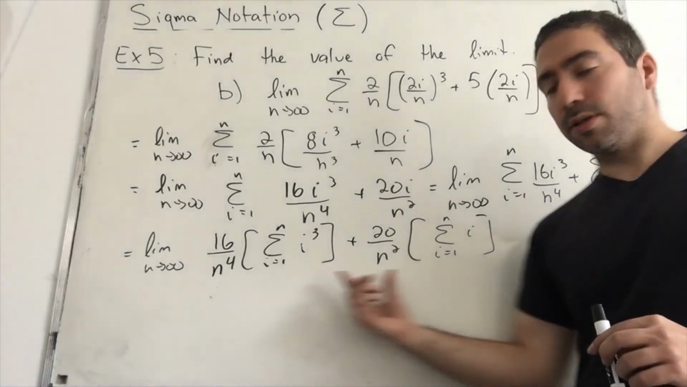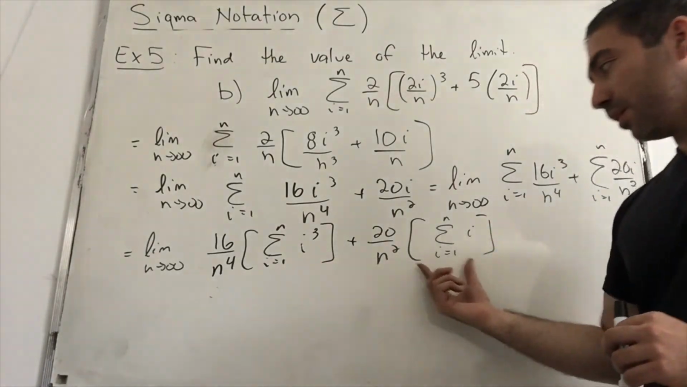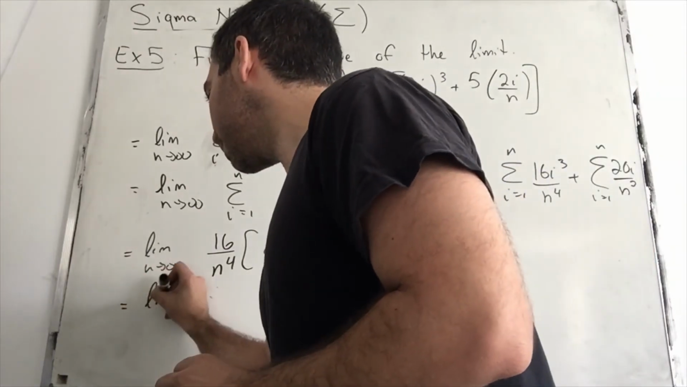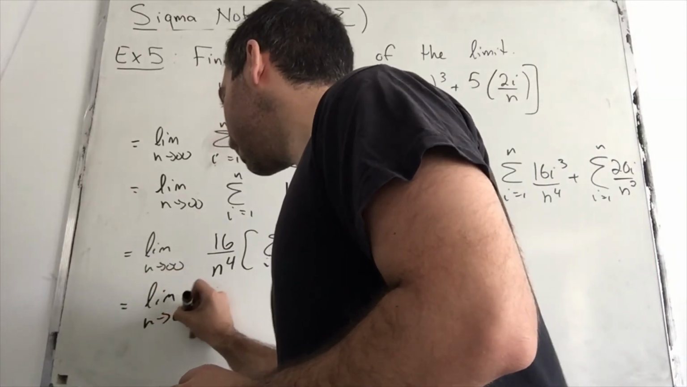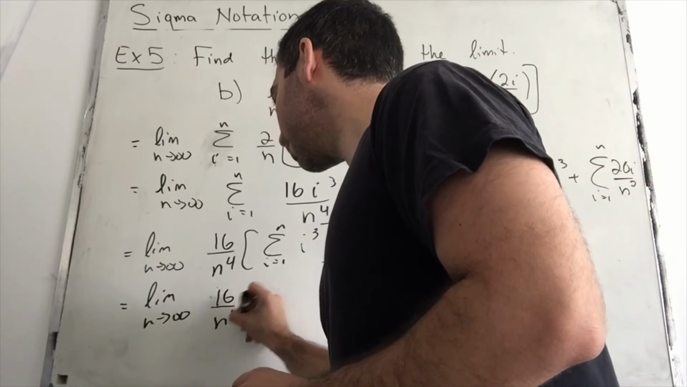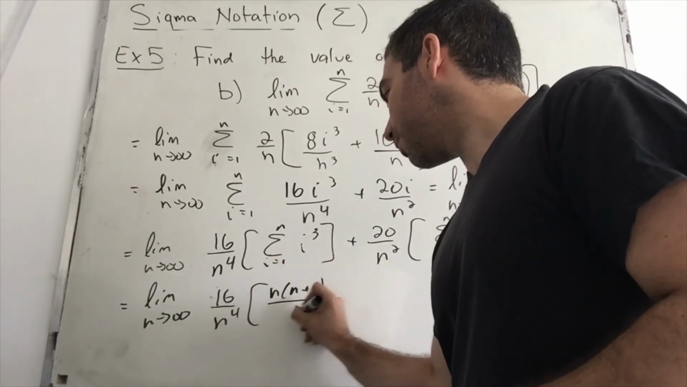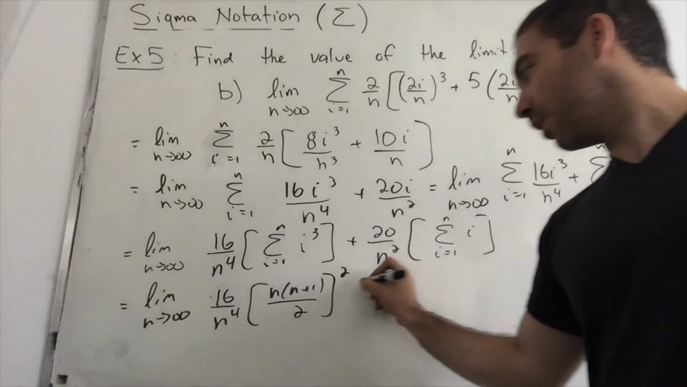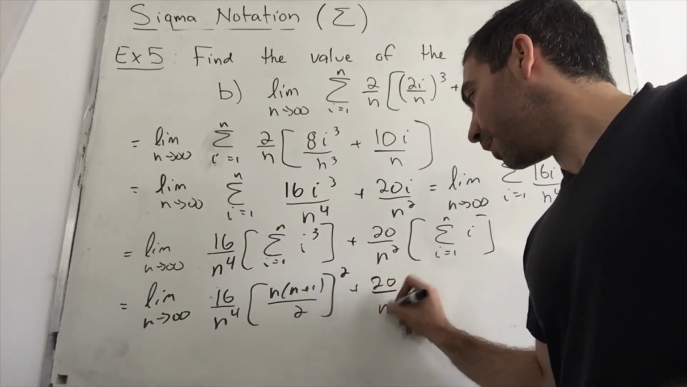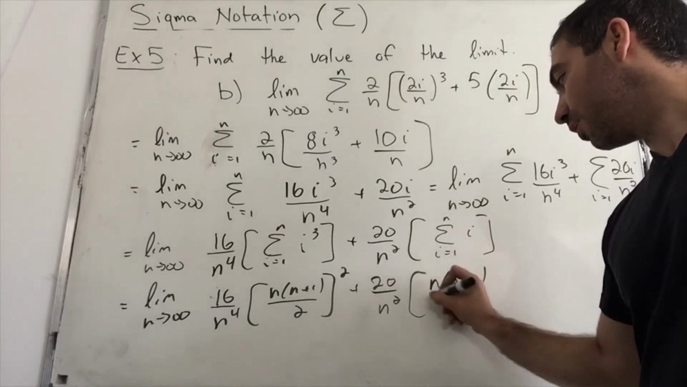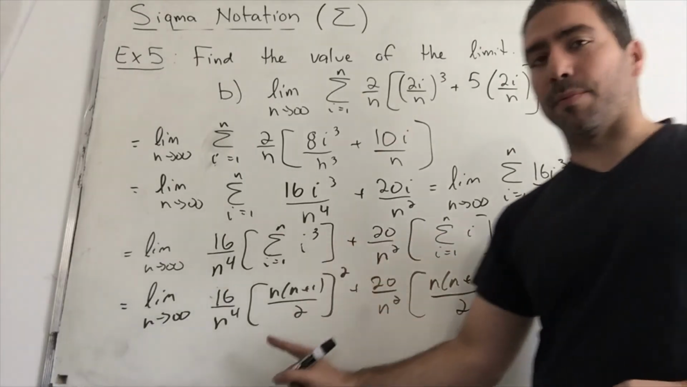Okay, so these two terms, we know the property, so we're going to convert this using just n's, leaving us with the limit as n goes to infinity, 16 over n to the 4, and we know this could be written as (n times (n plus 1) over 2), all that squared, plus 20 over n squared, and we know this is just n times (n plus 1) over 2. So these guys have to be memorized.